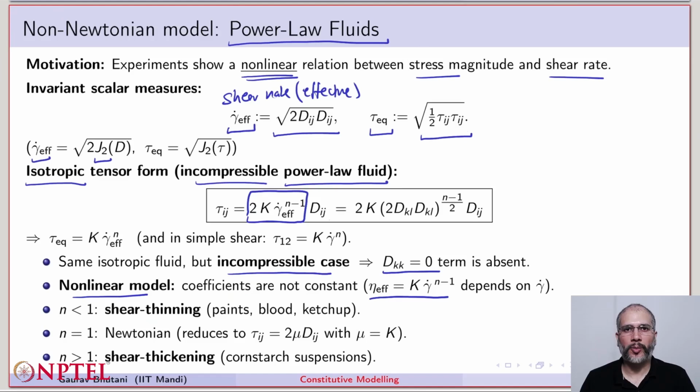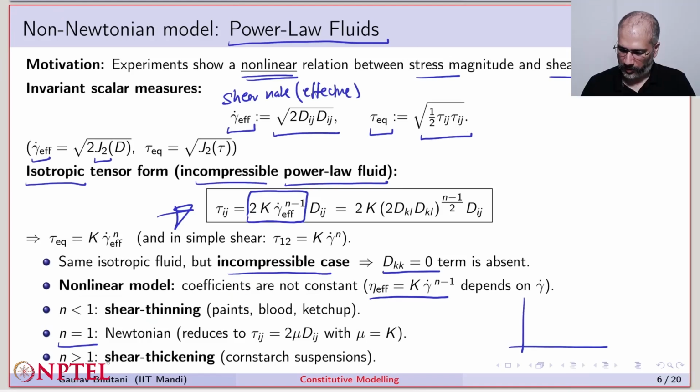So now that we understand this model, let's see which fluids fit this category. If I put n equal to 1 in this equation, I clearly see that the gamma dot effective effect in the viscosity goes away because n minus 1 is 0. So tau ij is simply dependent on dij and the viscosity is a constant. If we draw a plot between equivalent shear stress and gamma dot effective, then a Newtonian fluid would be a straight line because the viscosity, which is the slope here, is a constant.